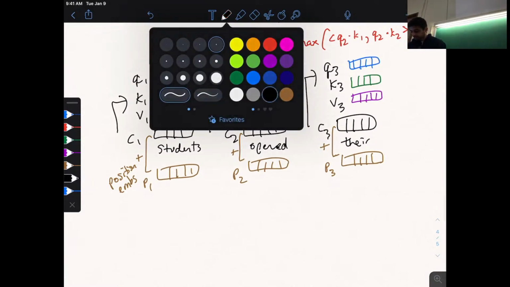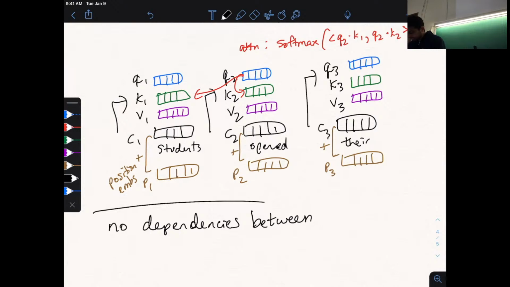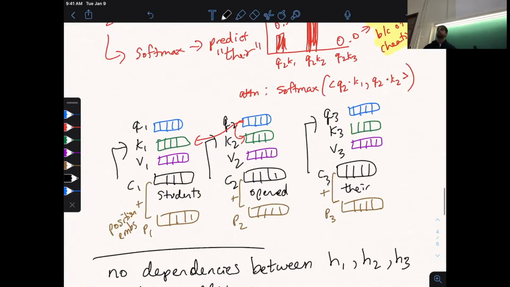Okay, so let's just write this out more explicitly. No dependencies between H1, H2, H3. So that means we can parallelize, which we will see shortly. And also we are reducing the bottleneck effect by having this weighted average.